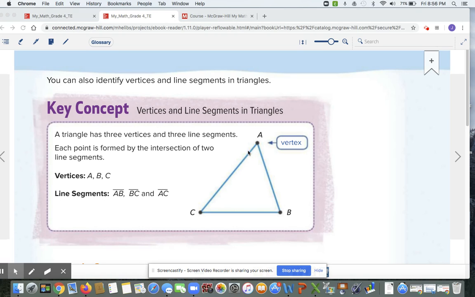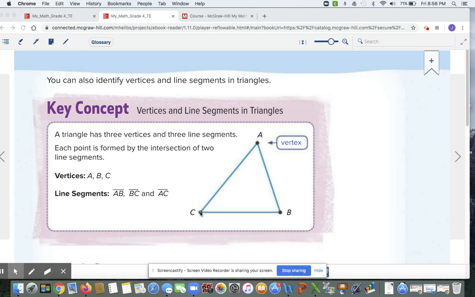And where two line segments intersect, that's called the vertex. So a triangle has 3 of them. And vertex is singular, but when we talk about them in plural, we call them vertices. So a triangle has 3 vertices. This one has vertex A, vertex B, and vertex C.